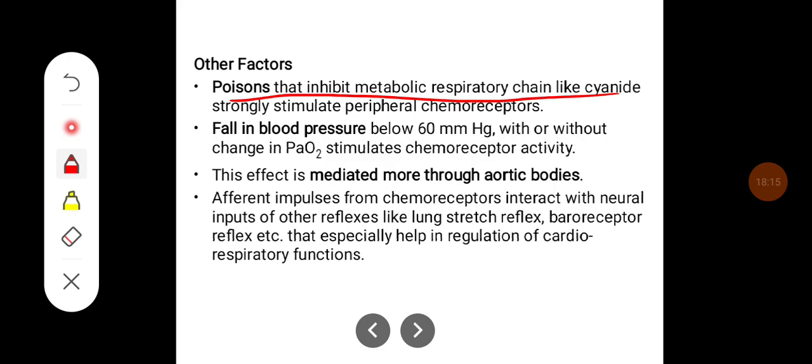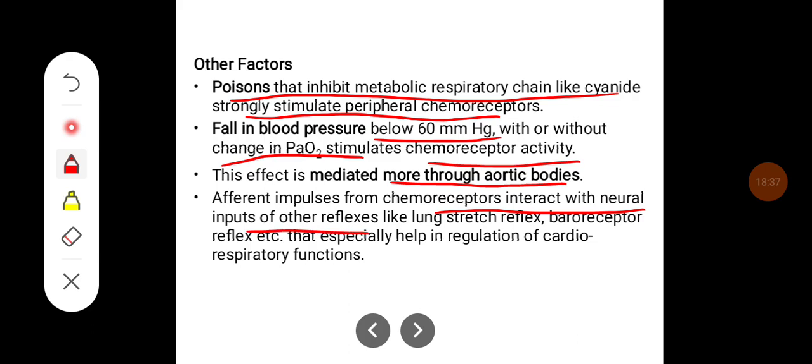Poisons that inhibit the metabolic respiratory chain, like cyanide, strongly stimulate the peripheral chemoreceptors. Fall in the blood pressure below 60 mmHg, with or without change in the PaO2, stimulates chemoreceptor activity. This effect is mediated more through aortic bodies. Afferent impulses from chemoreceptors interact with neural inputs of other reflexes like the lung stretch reflex and baroreceptor reflex, that especially help in the regulation of cardiorespiratory functions.